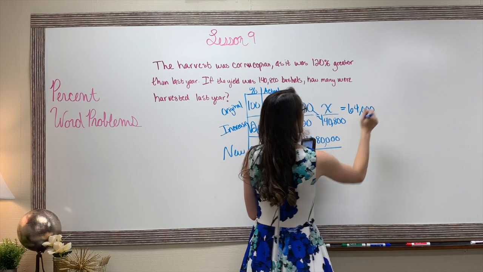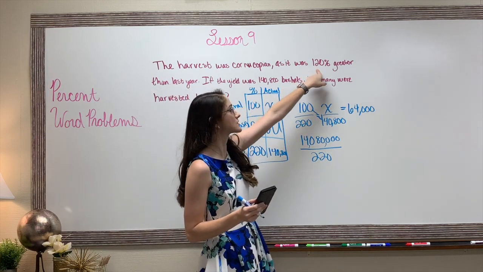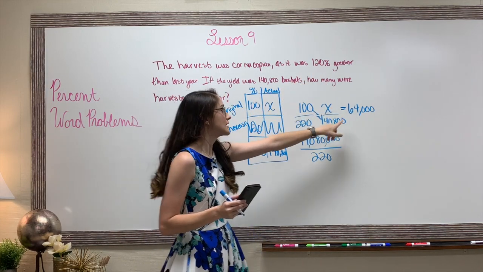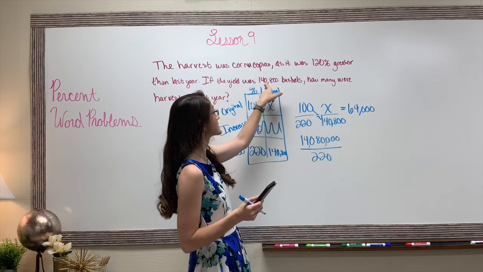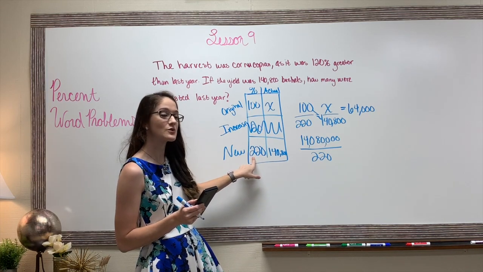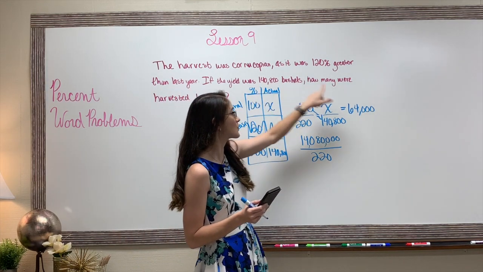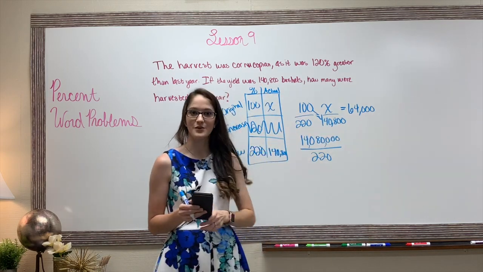64,000. A nice way to quick check my work is knowing that the increase was 120%. This number should be less than half of this because we are dealing with over 200%. If this was 200%, then this would be double what this one is. And so looking at that, looks like we did good.